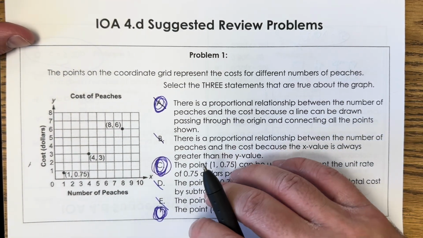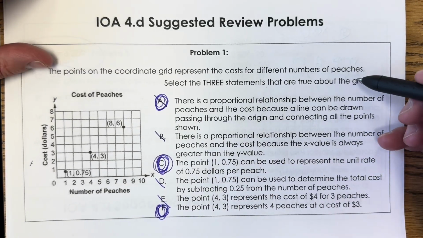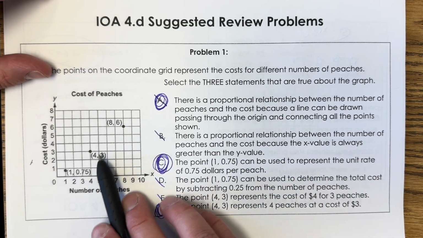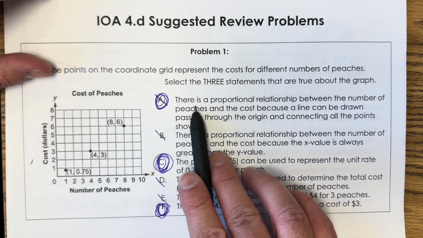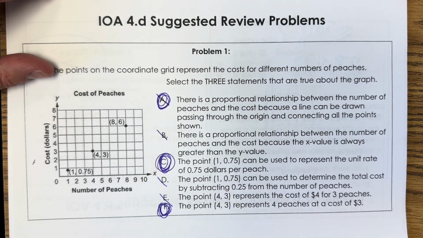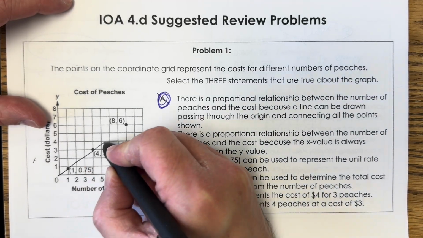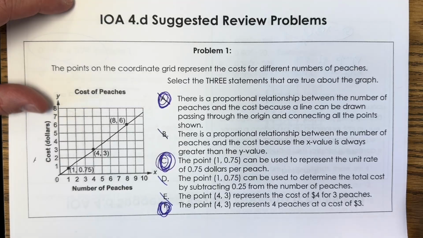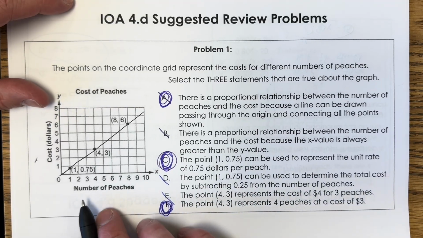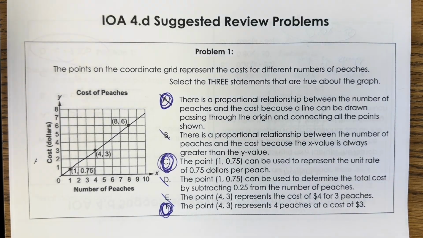Okay. All right. Select the 3 statements that are true. Okay, take a look at this graph. I've got some crazy stuff going on. So A, there is a proportional relationship between the number of peaches and the cost because a line can be drawn passing through the origin and connecting all points. Okay, well, can it? And the answer is yes, it can. Okay? And here's why. If I don't buy any peaches, I don't have any cost because 0 peaches should cost you $0.